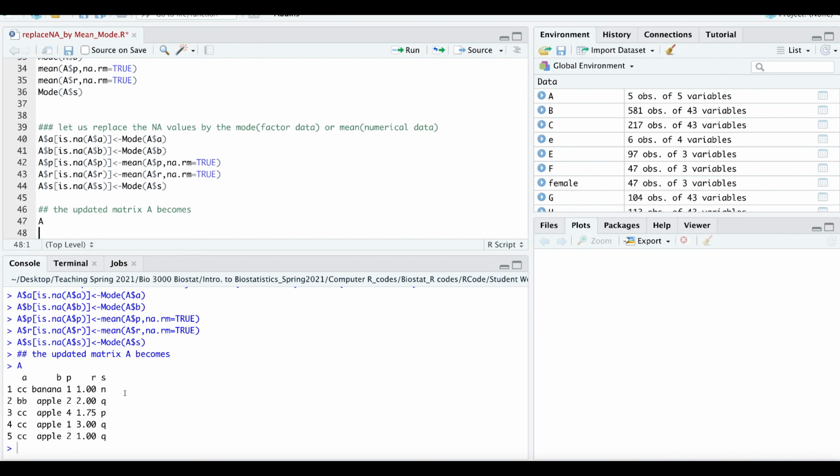Okay guys, so this is how we replace the missing values. First we replace the missing value by NA, and then replace NA values by mean if the column or the variable is numerical, and by mode if the column or the variable is a factor.